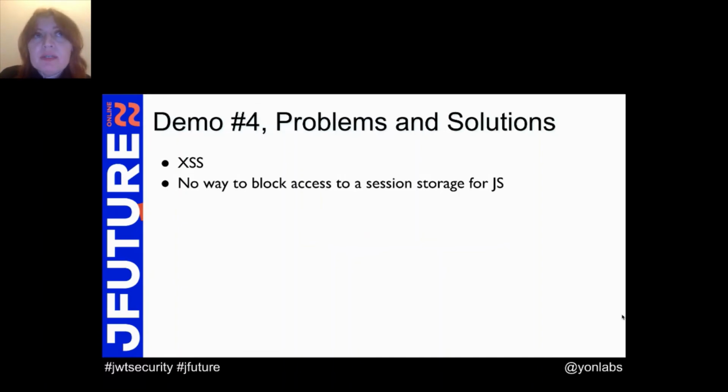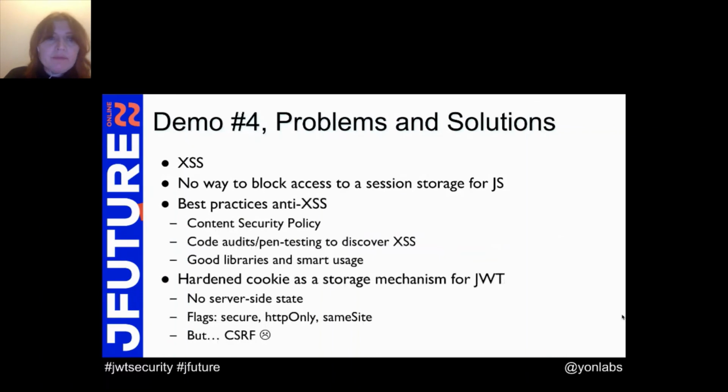Obviously, the problem with the fourth demo is that we have an XSS vulnerability in our application. So first, we should apply the best anti-XSS practices to avoid such vulnerabilities. And the other problem is that there is no way to block access to session storage for JavaScript. However, in case of hardened cookies, we can block such access. So it might be better to use hardened cookies as a storage mechanism for our JWTs. In case of cookies, we can set such security flags as Secure, HttpOnly, and SameSite. And HttpOnly blocks access to the content of a cookie from JavaScript.